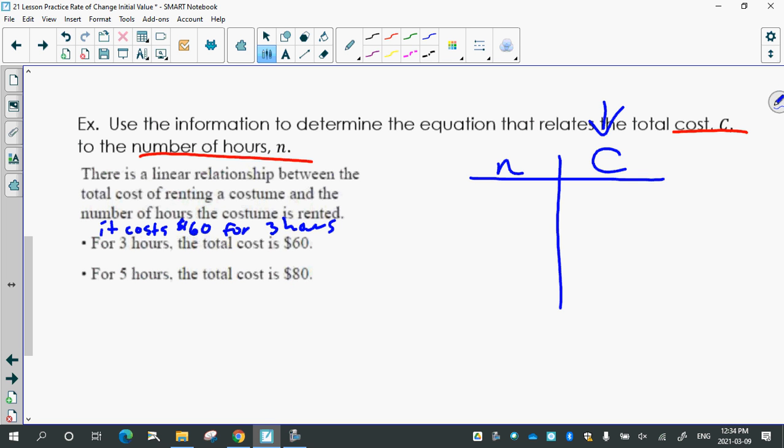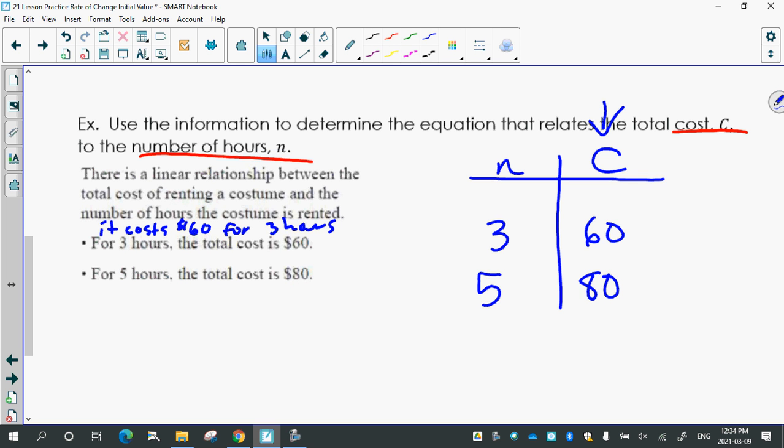This is an EQAO question this year. People didn't get tricked because of the way they expressed it, but in other years where they wrote that out, people did get tricked. Okay? So we've got 3 hours, and I didn't put it right near the top because I'm not sure whether 5 comes before or after it, is $60. 5 does go below 3 because it's bigger than 3, is $80.